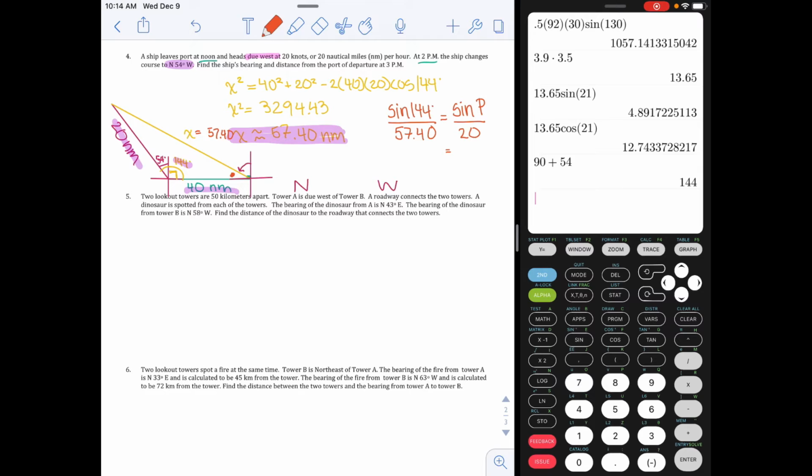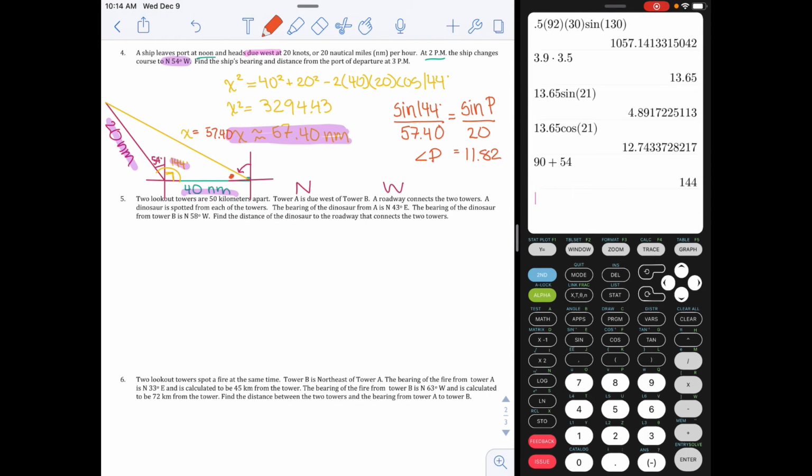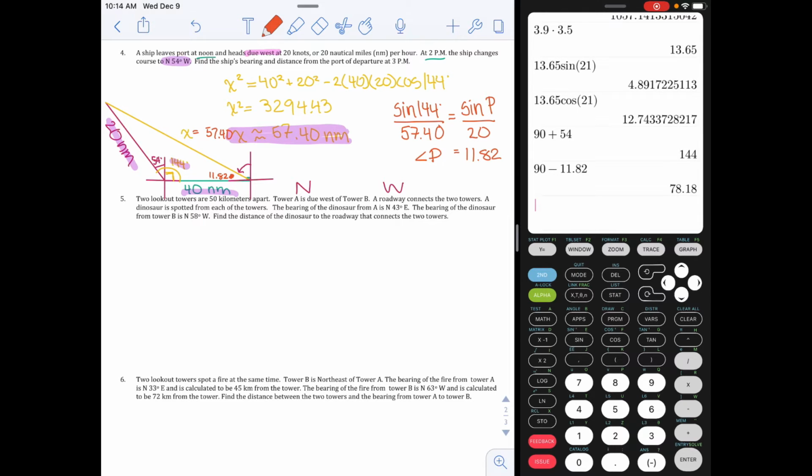All right, so then I got angle P to be about 11.82. So to figure out, I'm going to put that guy in here as 11.82. I'm going to go 90 minus 11.82. And I got my bearing to be 78.18 degrees. Awesome.